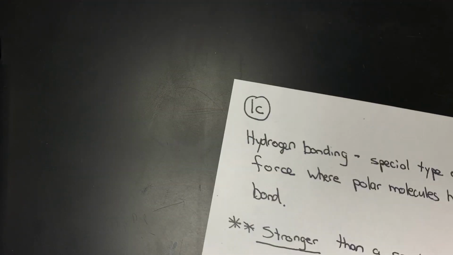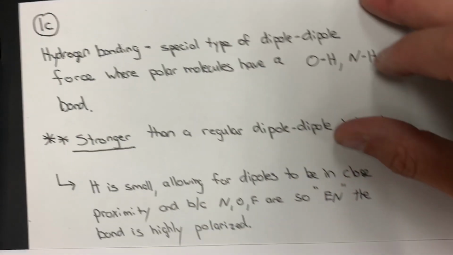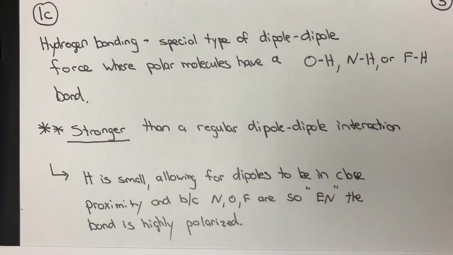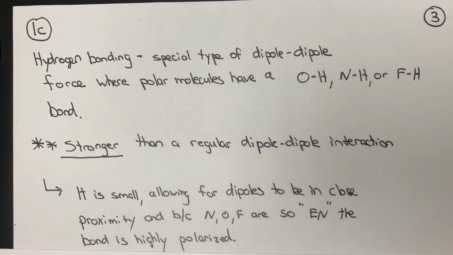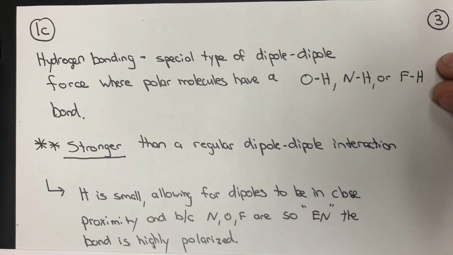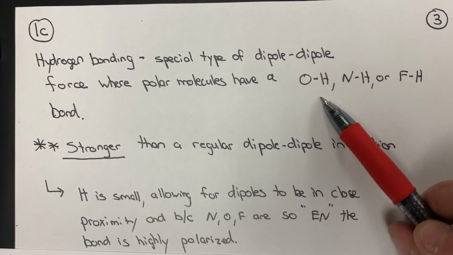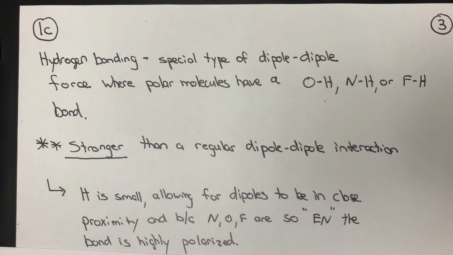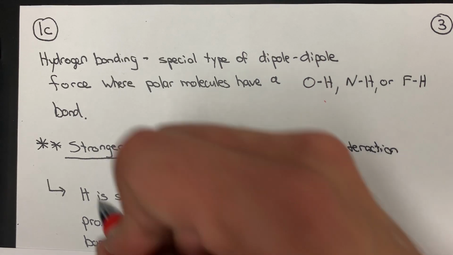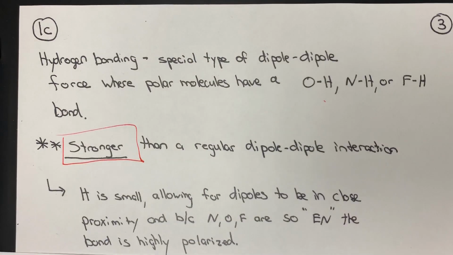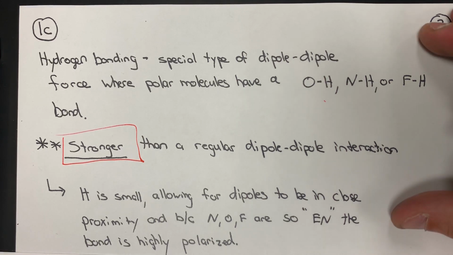Pushing on, we're going to visit a really strong, special case of dipole-dipole. And this is our familiar hydrogen bonding. Okay, so again, this is a special type of dipole-dipole where a polar molecule, so it has to be a polar molecule, is going to have a hydrogen directly bonded to an oxygen, nitrogen, or fluorine. The reason this is special is because it is stronger than a traditional dipole-dipole interaction.